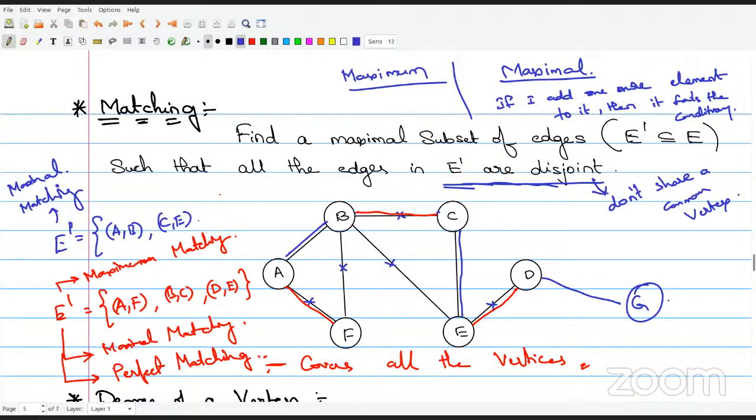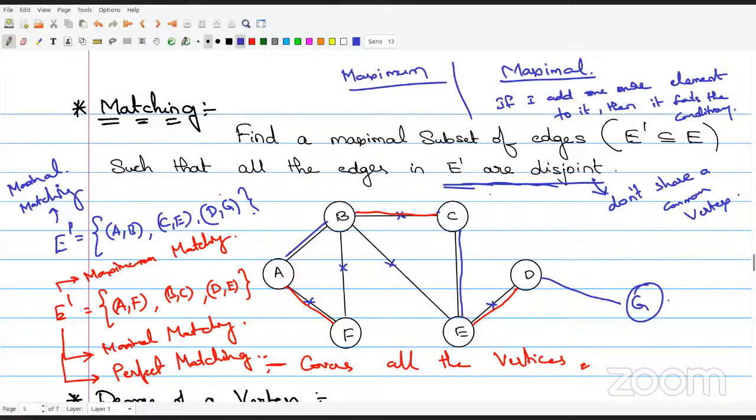See, it is very easy to understand if there are an odd number of vertices. How does the pairing happen between two vertices? If I pick an edge, then two vertices are covered. A, B is covered, CE is covered, DG is covered. So for these three edges, 6 vertices are covered. But I have 7 vertices in my graph, so at least one will remain.